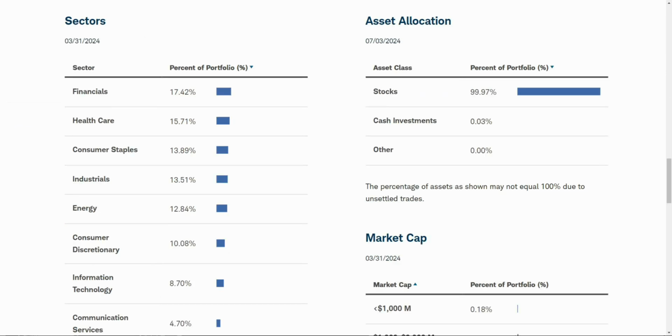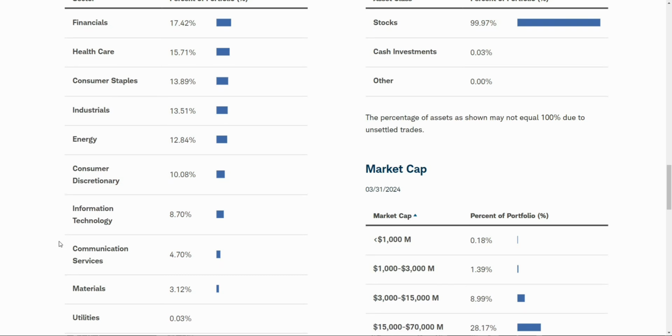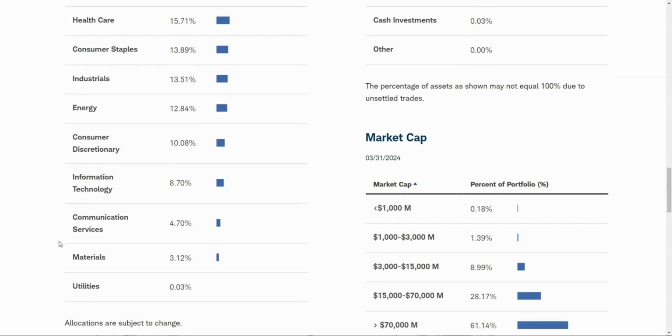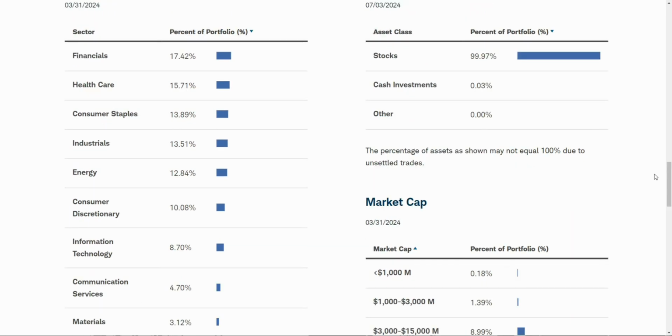As far as the sectors that this ETF invests in when it comes to stocks, you're not going to see a lot of industries that pay low dividends. So things like information technology are going to be weighted quite a bit lower than other industries. You have financials, healthcare, consumer staples, industrials, energy, consumer discretionary, information technology, communication services, materials, and utilities. And financials is the largest sector it invests in, followed somewhat closely by healthcare.